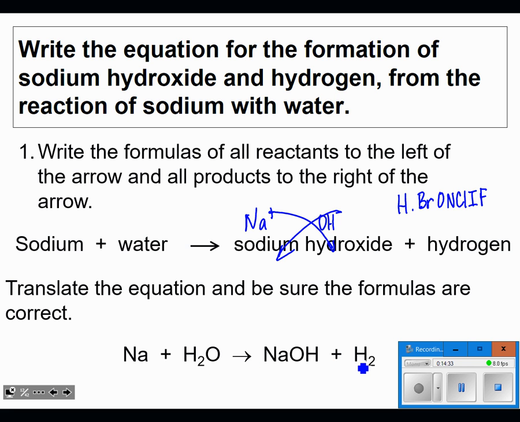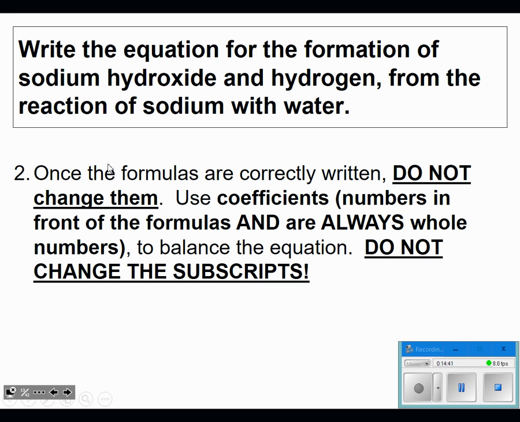Once we get this written, and once we make sure that all our subscripts are right, then we have to do something else. Once we have the formulas and they're correctly written, we are not going to change the formulas at all. We won't ever change those subscripts. Notice it says it in all caps, it's bolded, and it's underlined: do not change the subscripts. Remember, the subscripts are the little numbers on the bottom in a formula, and they typically come from the charges or the prefixes.